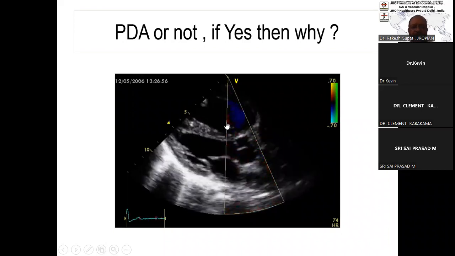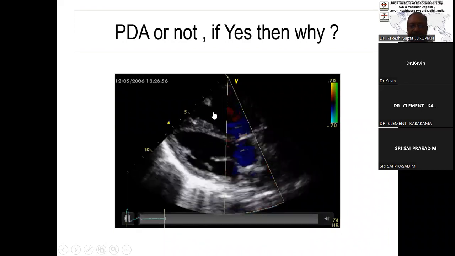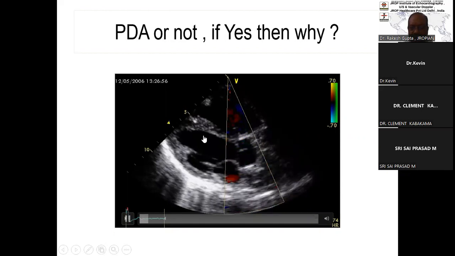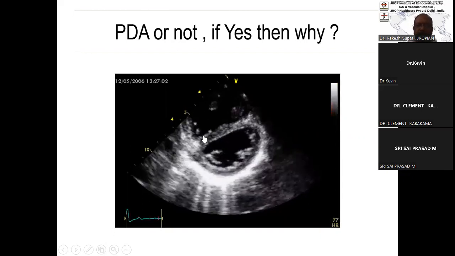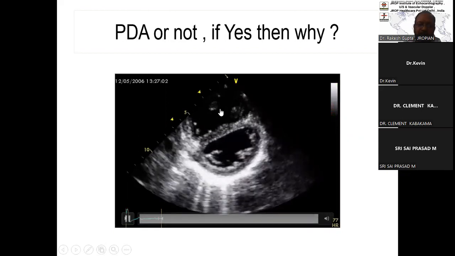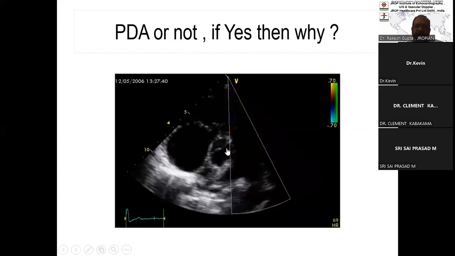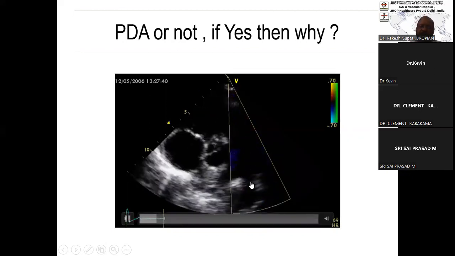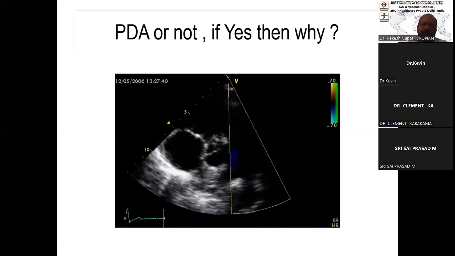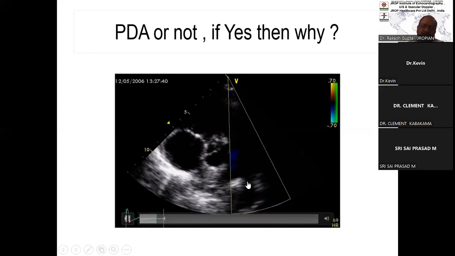Now, this is another subject. Look at the dilated RV. Look at the bulging of the septum in this patient. You see a much better septal bulge because with every systolic contraction, RV has become bigger than LV. When we look at a subcostal window, we cannot find any flow across this patent ductus arteriosus. The reason is that RV pressure has now become more than LV pressure. So the blood will be flowing from the pulmonic artery to the descending aorta. We may not find any shunt in this.